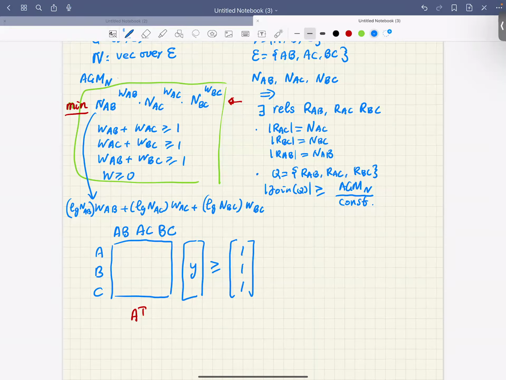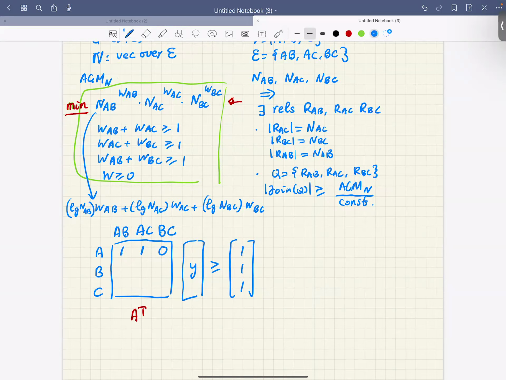Let's fill in the values of the matrix. In order to capture this inequality, what do I need? I need to put 1 here, 1 here, and 0 here. See if you get convinced. This Y has 3 components, YAB, YAC, and YBC. They're just the W vector. If I put 1, 1, 0 here, then you get the first inequality.